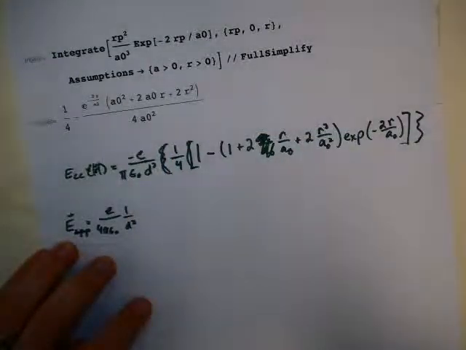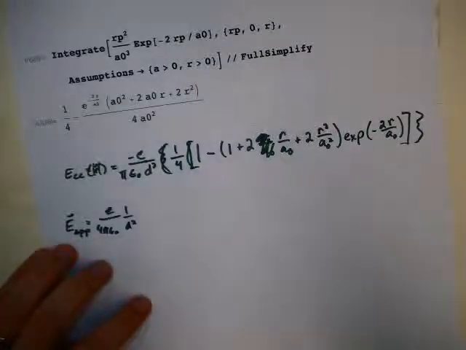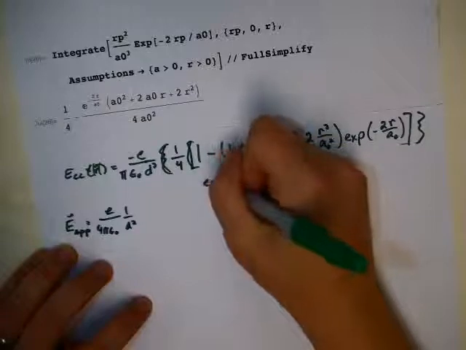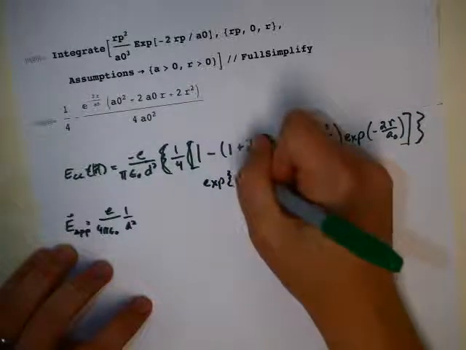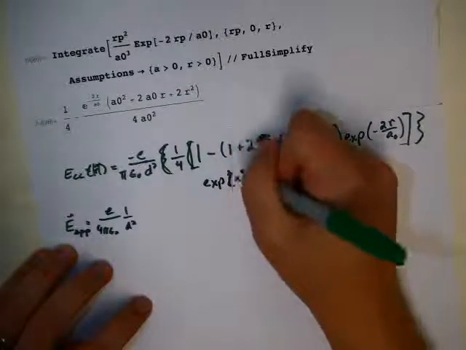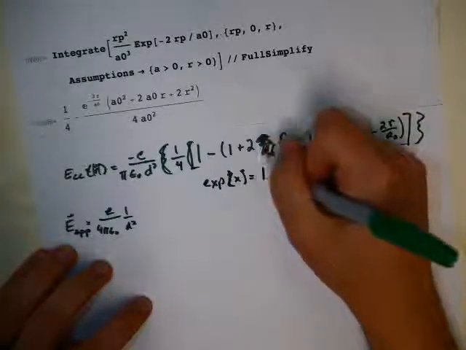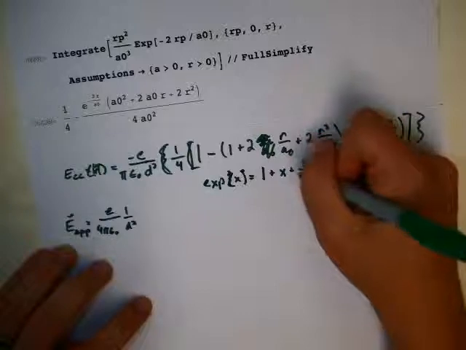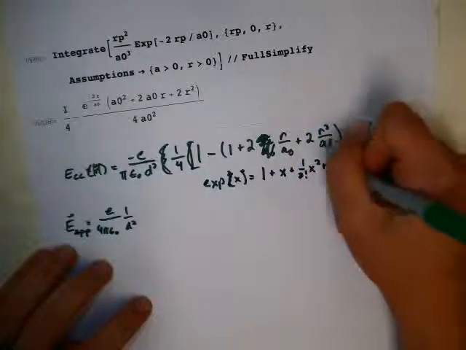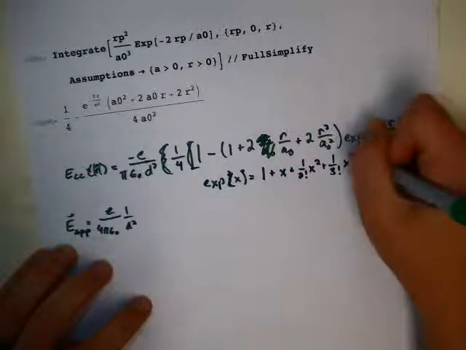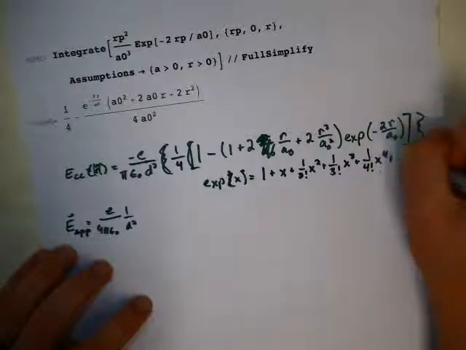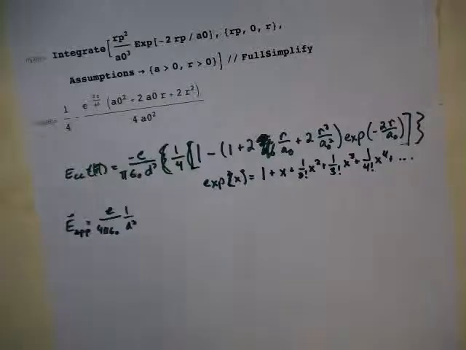But now I have to use the hint. The hint was to expand for r less than a. Well, in that I have this expression, the exponential of x. The Taylor expansion is very well known: 1 plus x plus 1 over 2 factorial x squared plus 1 over 3 factorial x cubed plus 1 over 4 factorial x to the 4th plus dot dot dot. Okay, it's the very well known, very easy one there.